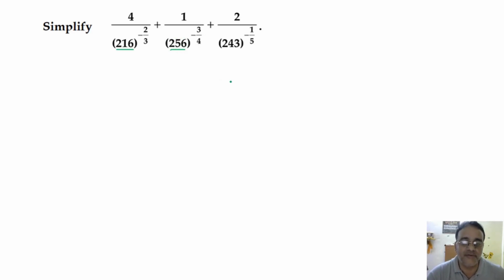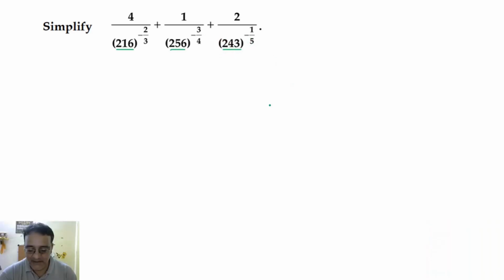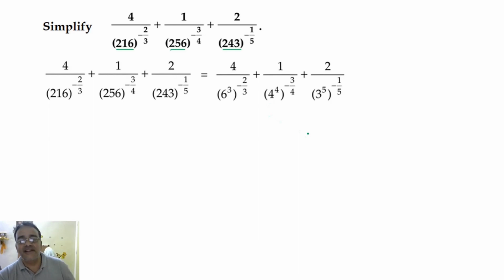No, 4 to the power 4, sir. Right. And how will you write 243 in power of 5? 3 to the power 5. Okay. So now we are replacing. This is clear to all of you? Yes, sir. Okay.